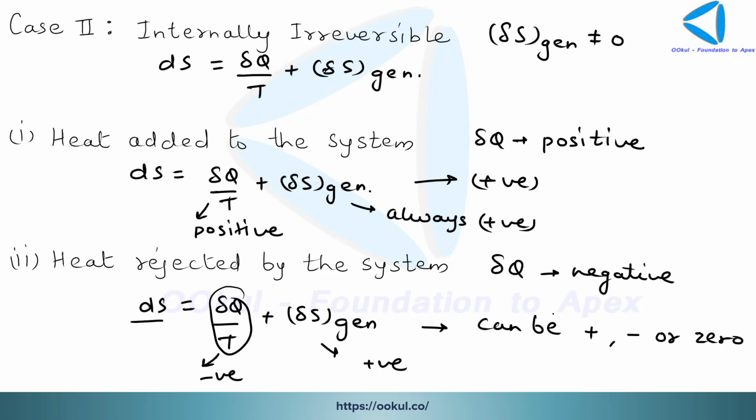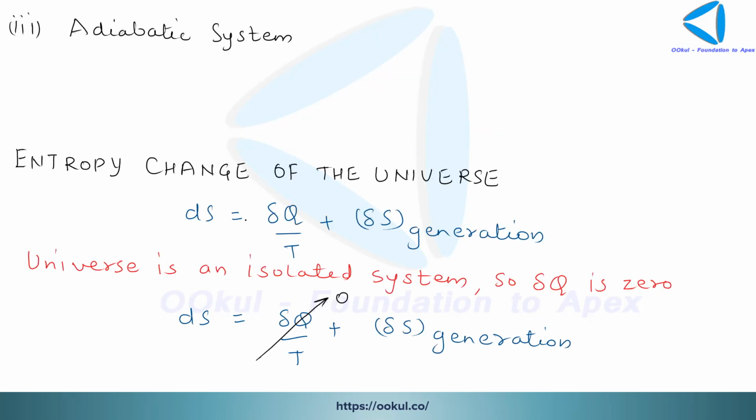Now we see the next case of the adiabatic system. Adiabatic system means that δQ is 0, so dS is equal to δQ by T plus ΔS generation.